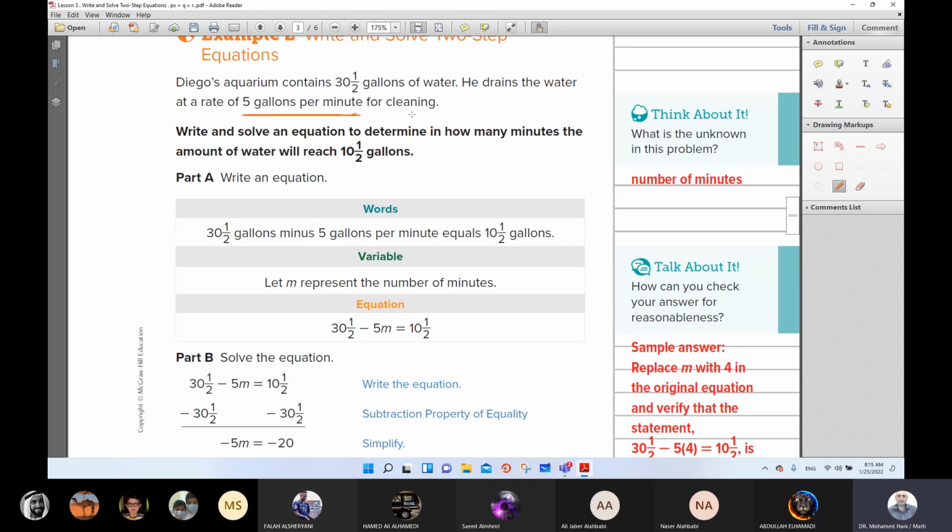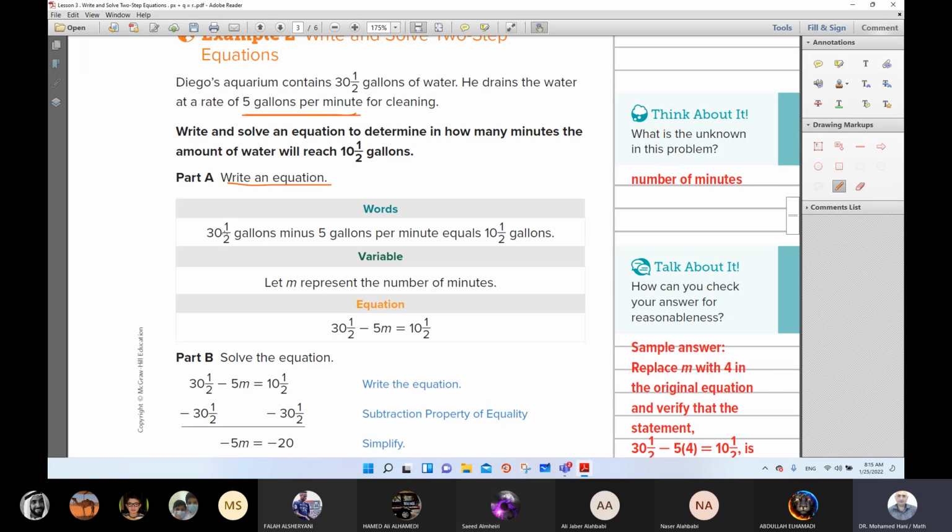For cleaning, but we don't know the number of minutes. Means this is an unknown number. We want to write and solve an equation to determine in how many minutes the amount of water will reach 10 and 1/2 gallons. So the first step, we want to write an equation.